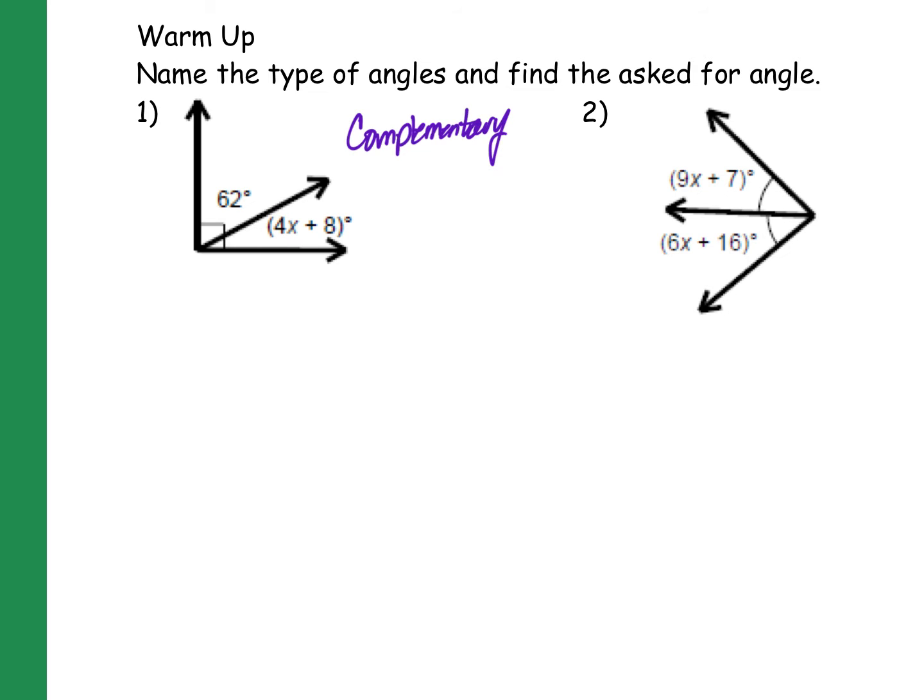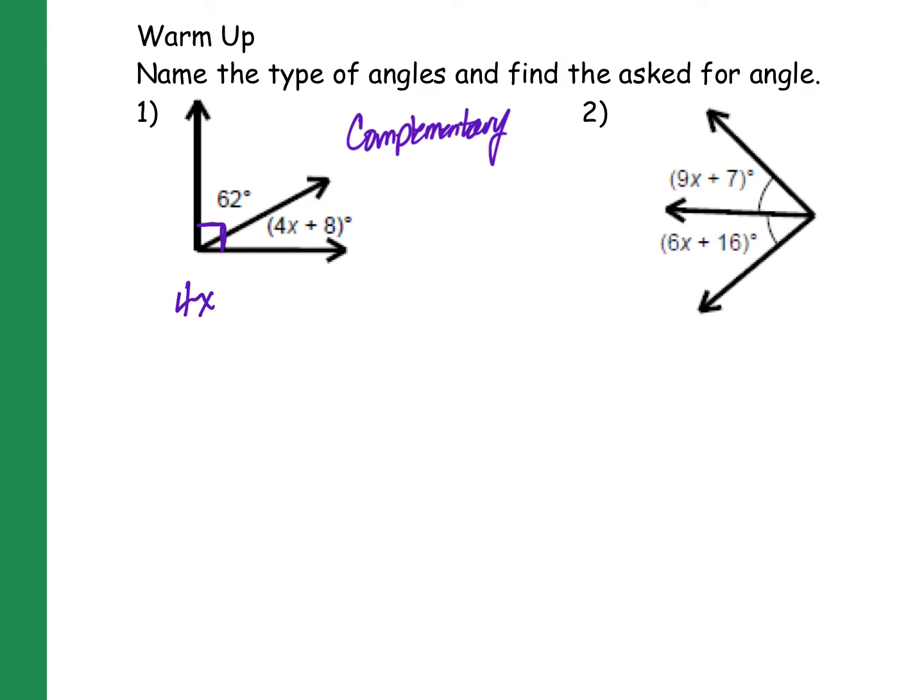Complementary. I think I even spelled it right. Complementary. And what do we know about complementary angles? They add up to be 90 degrees, which we can tell because of this little thing right here, right? That means it's 90 degrees. So that means the two angles have to equal 90 degrees.